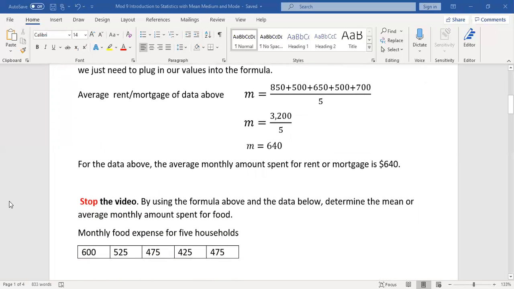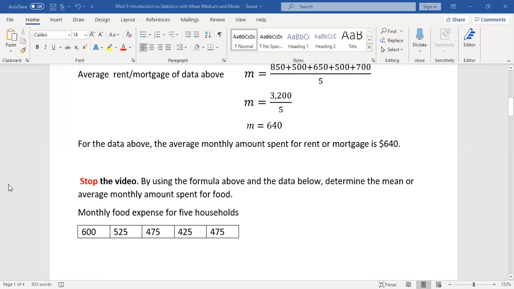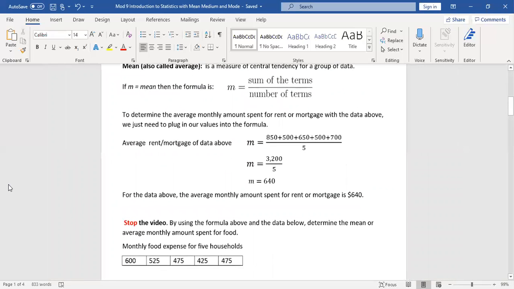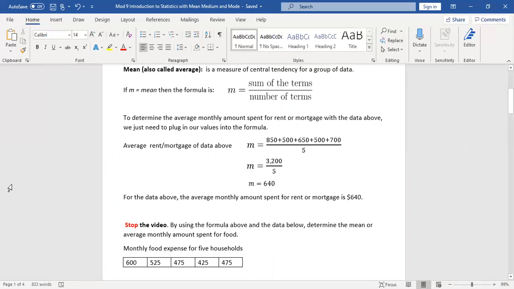Okay, now I'd like you to stop the video and, by using the formula above and the data below, determine the mean or average monthly amount spent for food for the 5 different households. So how'd you do?